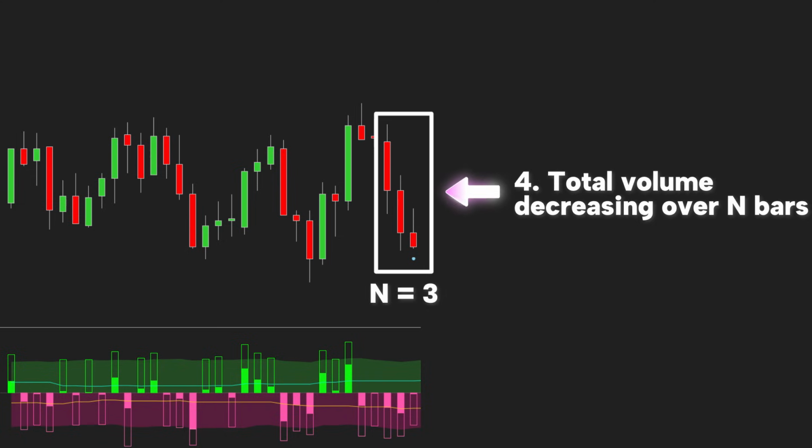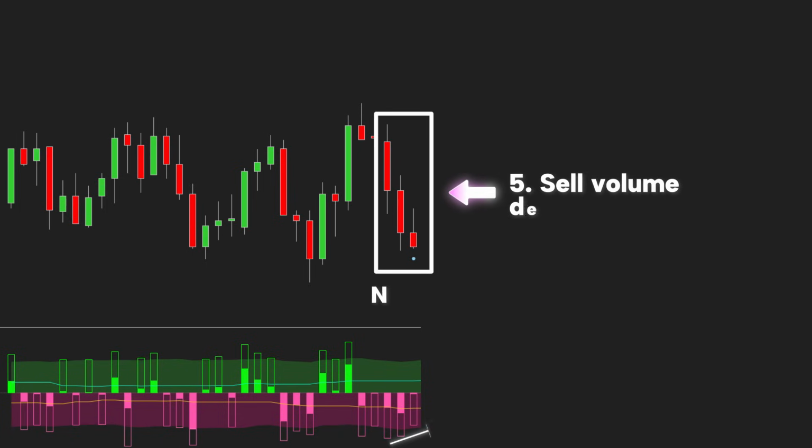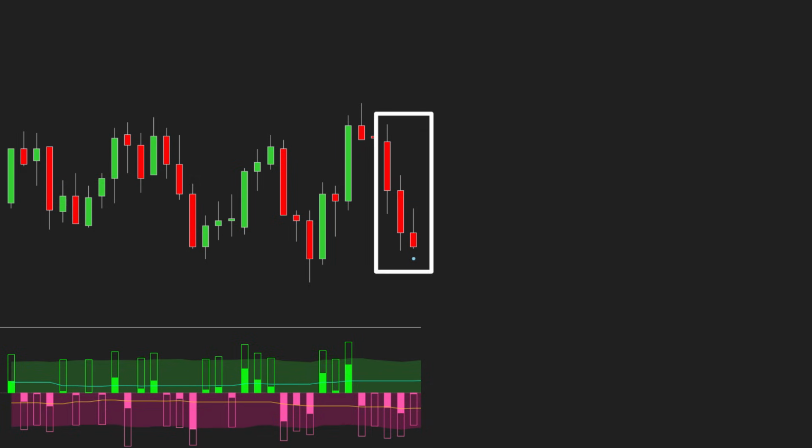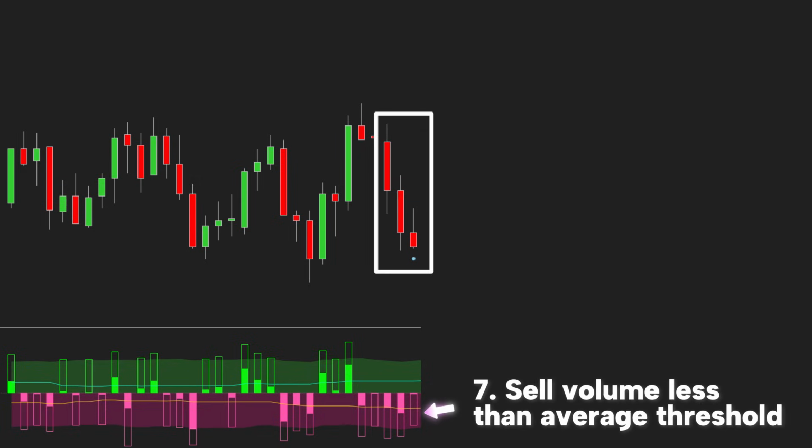Similarly, within these three candles, the total trading volume must also be decreasing, indicating weakening market participation. Next, the sell volume must also be decreasing within the three-candle cycle, showing that the sell side is losing momentum. Sixth, the delta of the exhaustion candle must not exceed the average threshold, indicating clear weakening from the sell side. Finally, the sell volume of this candle must not exceed the average sell volume threshold, confirming the weakening of the sell side.